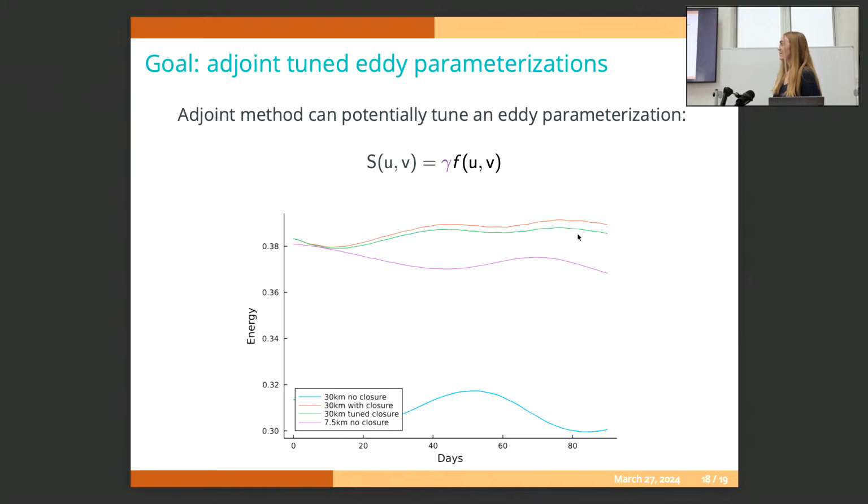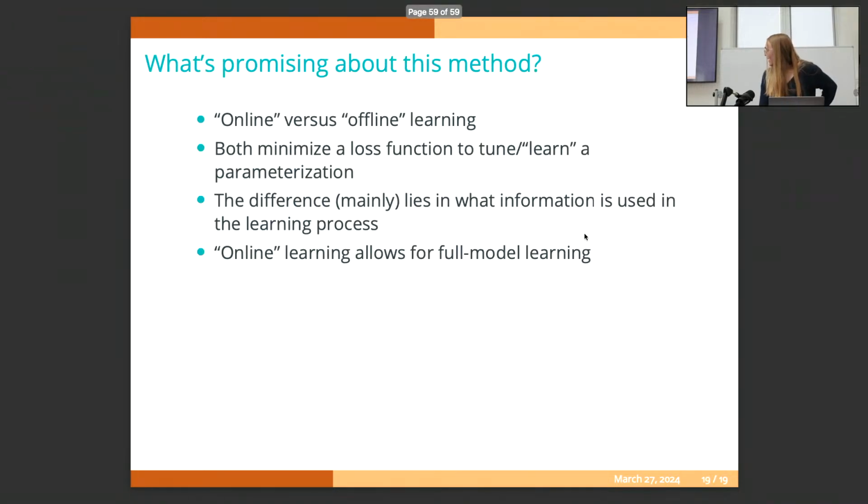And this was just a very early example. This doesn't mean that I have successfully captured backscatter, but it does show that the adjoint method can adjust your parameterization and specifically adjust where the energy lies. Yeah, and so that's all I really have.